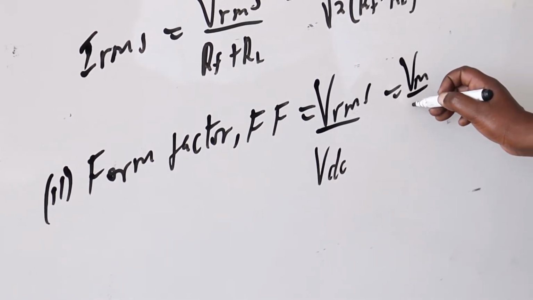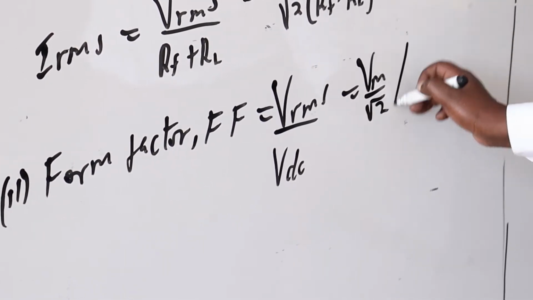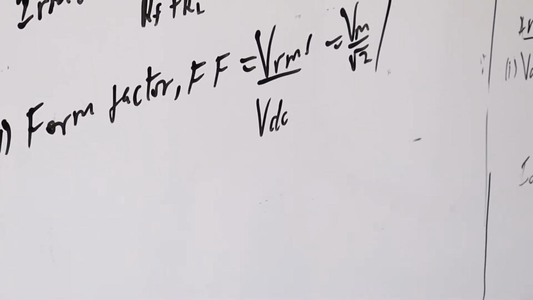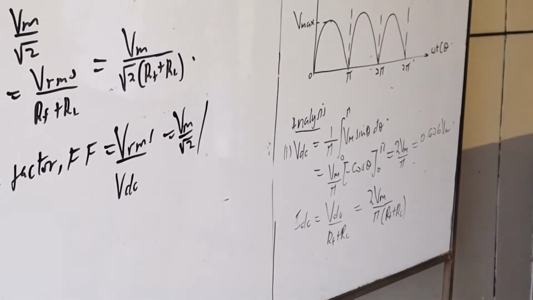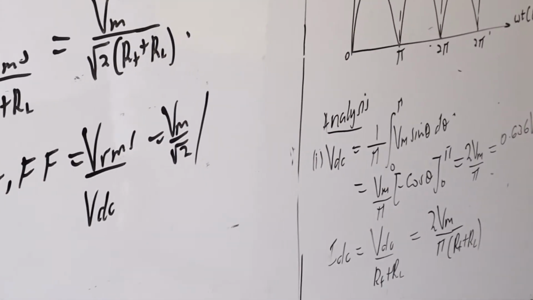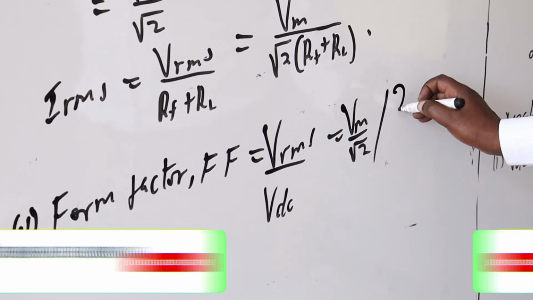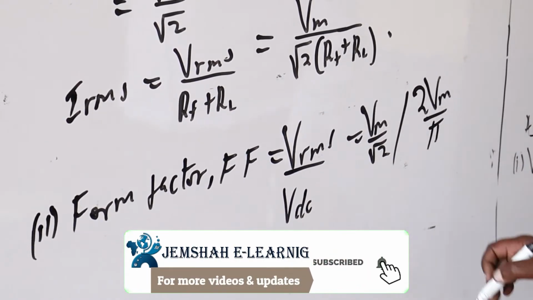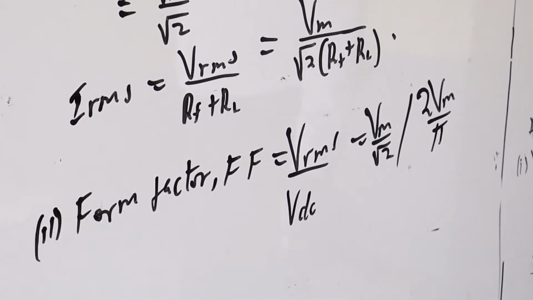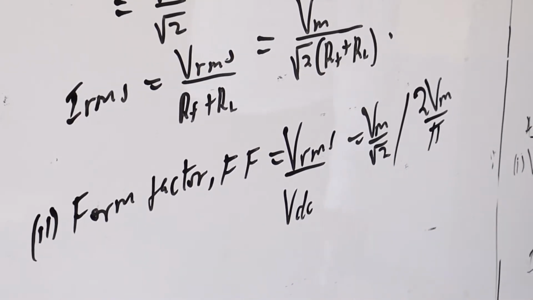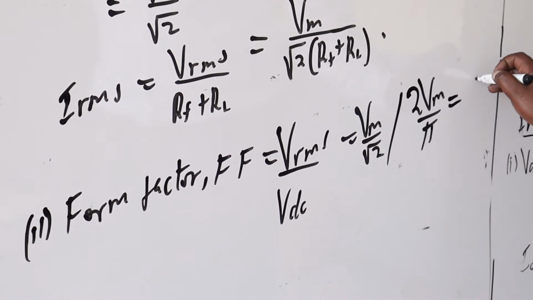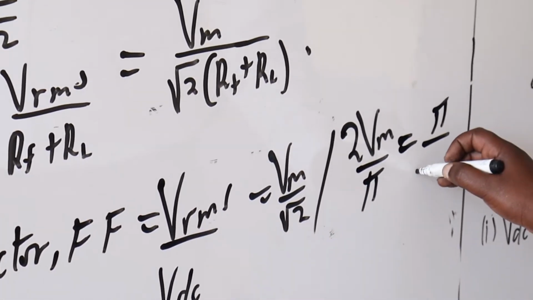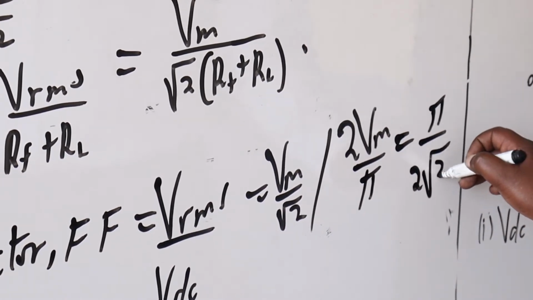all over root 2 divided by VDC, 2Vm all over pi, which if you simplify, it will give you pi all over 2 into root 2.